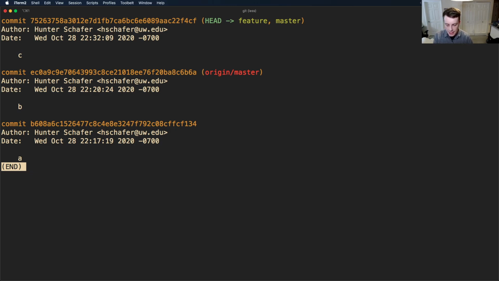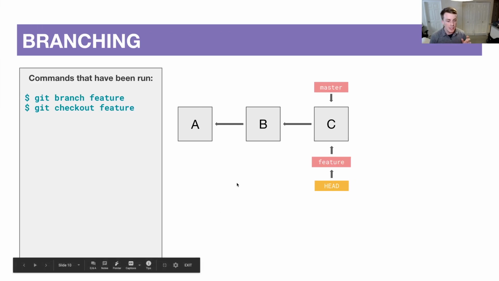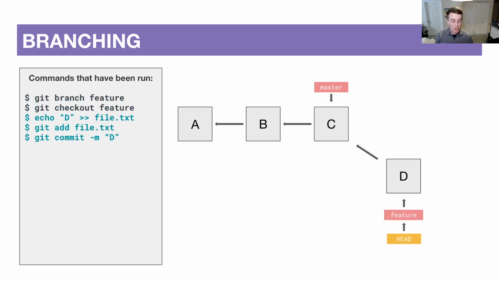Now let me make this a little bit clearer. If you're thinking about this a little bit more visually, what I've just done here is I've made this picture where now feature and master are both referencing this C commit, and head, because I've checked out feature, is now referencing feature. So what I want us to do is make a commit to feature. I want to add a new commit called D to feature. So let's go ahead and try that.